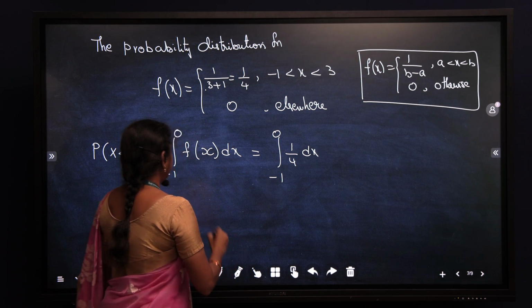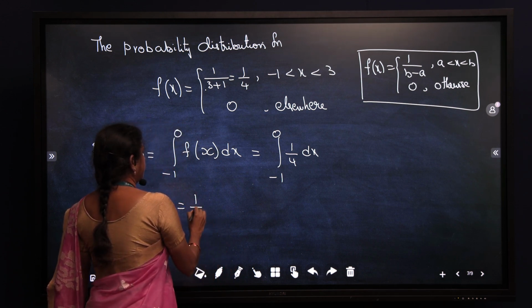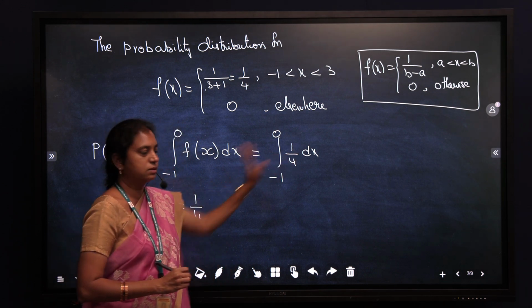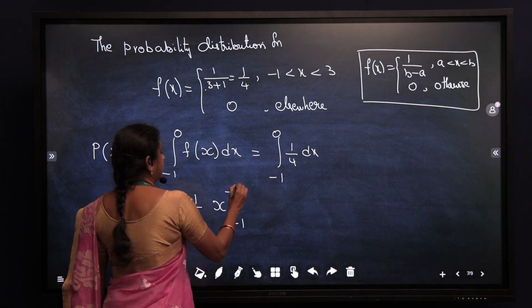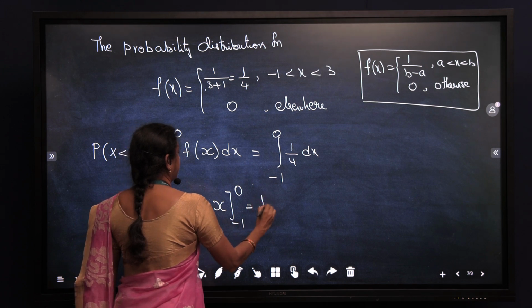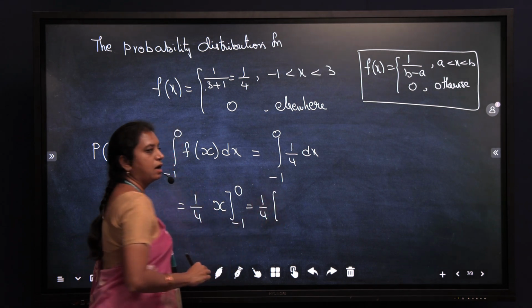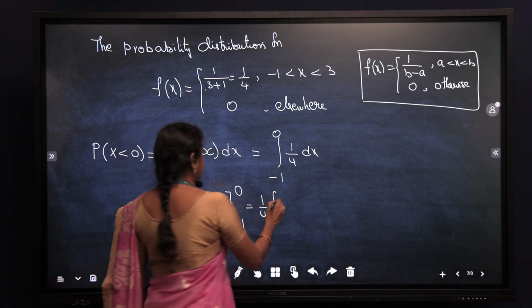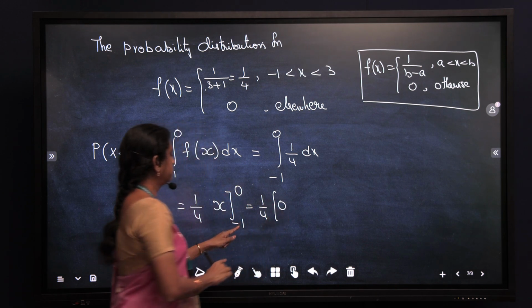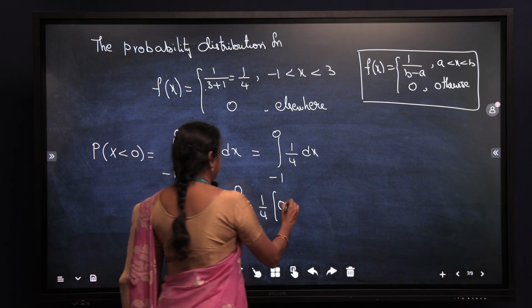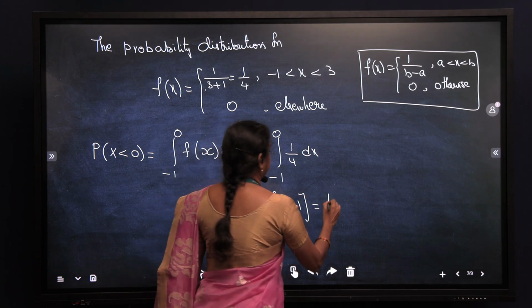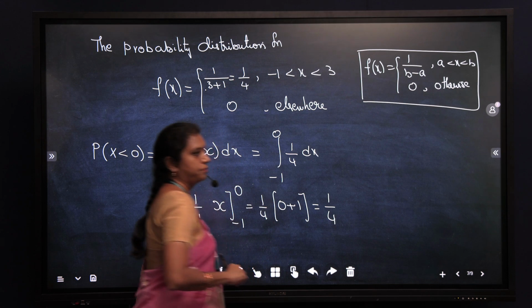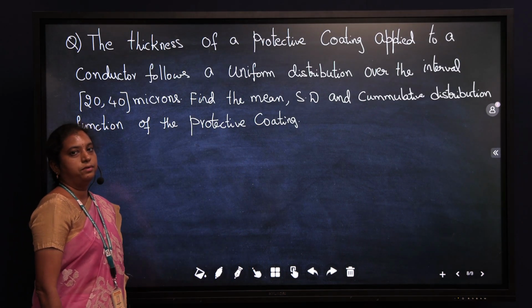Now integrating, this is equal to 1 by 4, and we know that the integral of 1 with respect to x is x. So x between limits minus 1 and 0. This is equal to 1 by 4, and if I substitute the upper limit 0 and lower limit minus 1, minus and minus will become plus. So it is 1 by 4. Now we'll look into one more example.